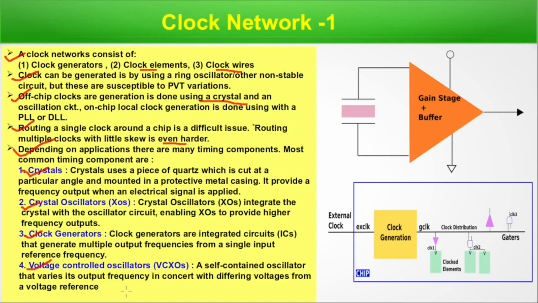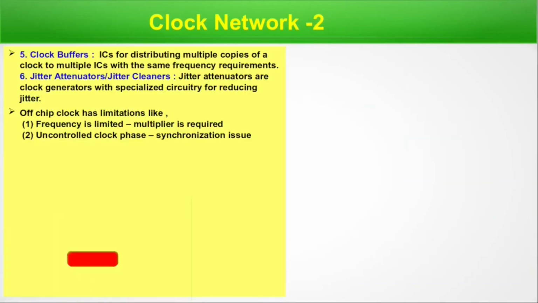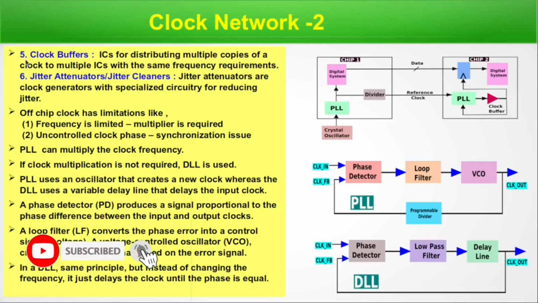More parts are there. We will move to the next slide. Two more components are clock buffers and jitter attenuators. Buffers are basically ICs for distributing multiple copies of a clock to multiple ICs with the same frequency requirement. And jitter attenuators or jitter cleansers are clock generators with specialized circuitry for reducing jitter. Jitter is, in one sense, a parameter. At the same time, it's basically a non-ideality. That's the uncertainty of a clock signal. We will see it in later slides. We have already discussed it in a delay episode. In the coming slides, we'll talk about jitter.